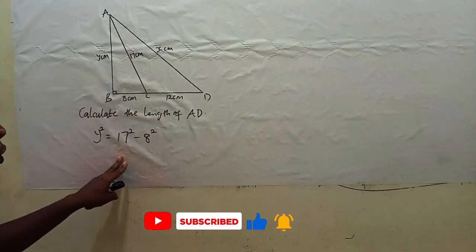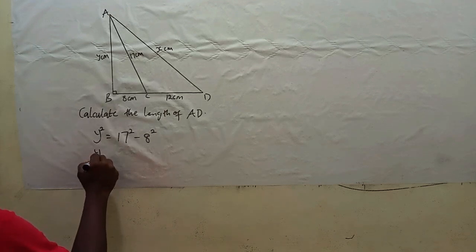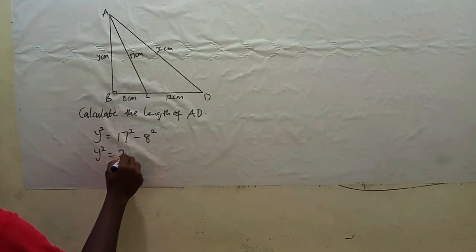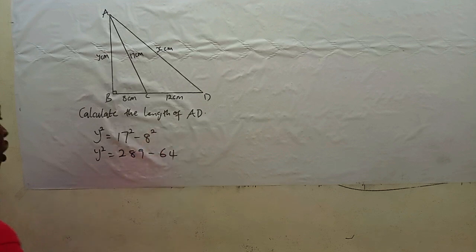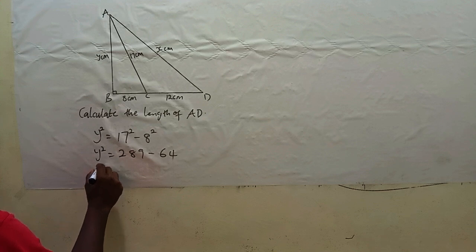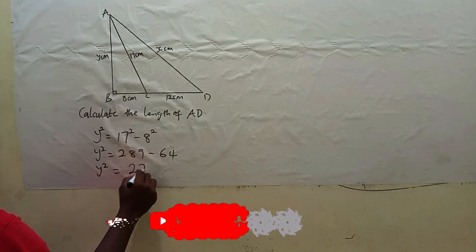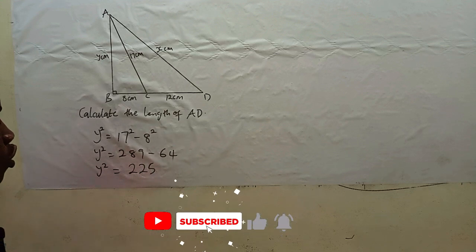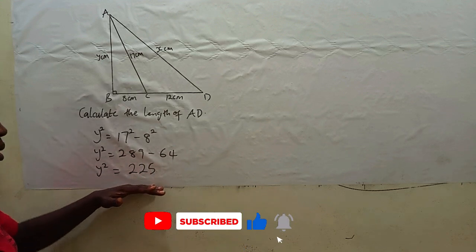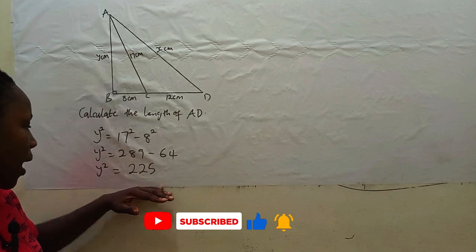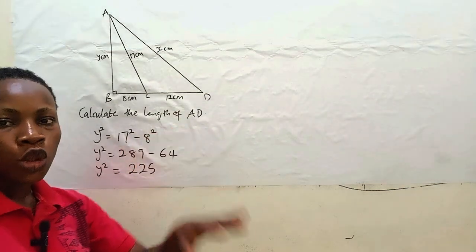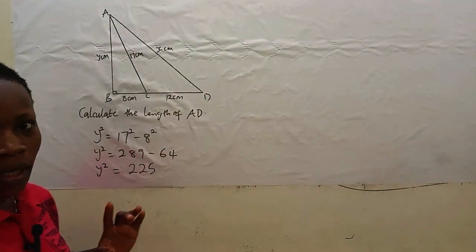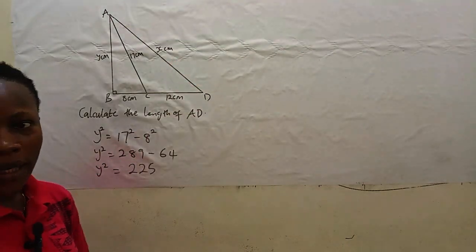Okay, so 17 square is equal to 289 minus 64. So we're going to have y square equals 225. So we are leaving it at this stage at y square equals 225 because we are still using y square to find our x.